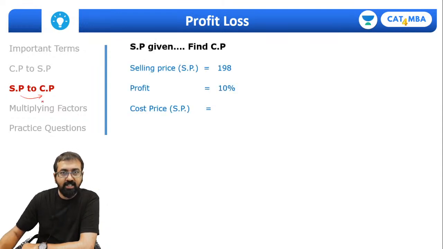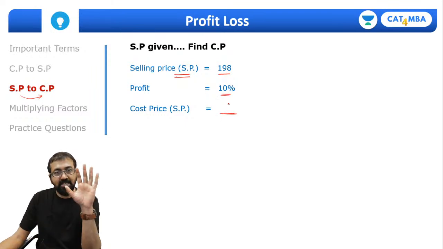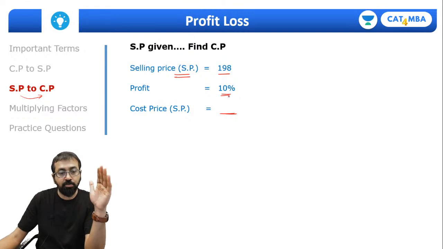Okay, so let's take this situation. Suppose the selling price is 198 and profit is 10%. So what should be cost price? Now please understand one thing, definitely the cost price has to be less than selling price, only then you can make a profit of 10%. So this value is definitely less than 198. The question is, how can I get this value?